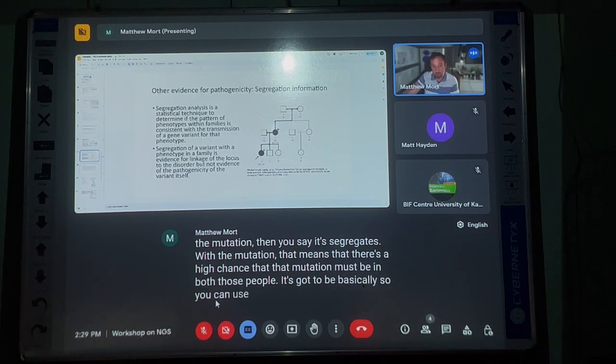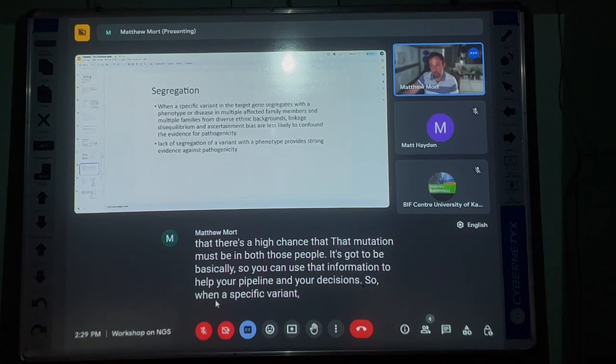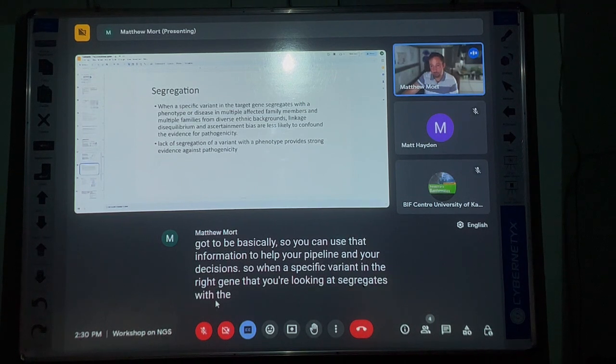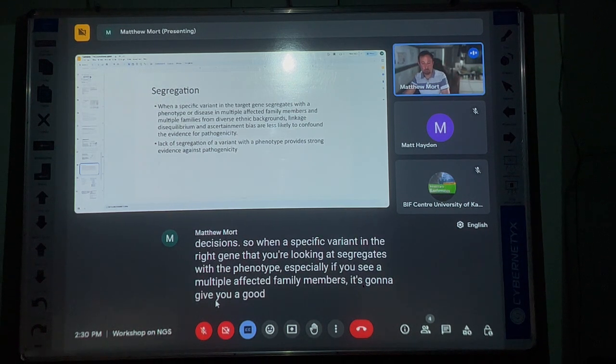So you can use that information to help your pipeline, your decisions. So when a specific variant in the right gene that you're looking at segregates with the phenotype, especially if you see it in multiple affected family members, it's going to give you good evidence of pathogenicity.